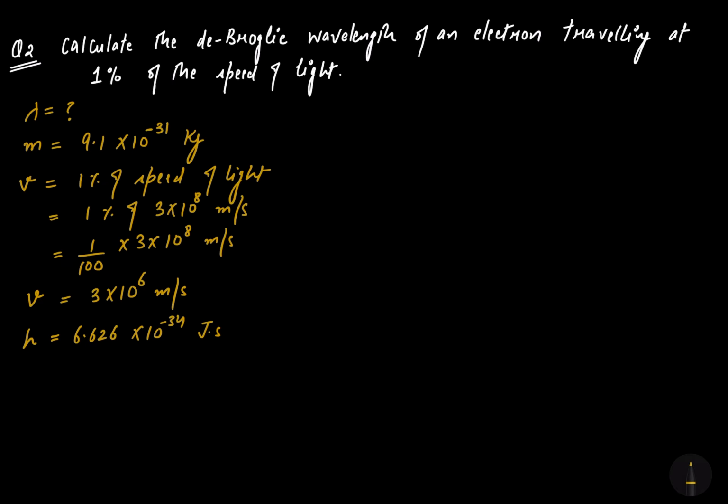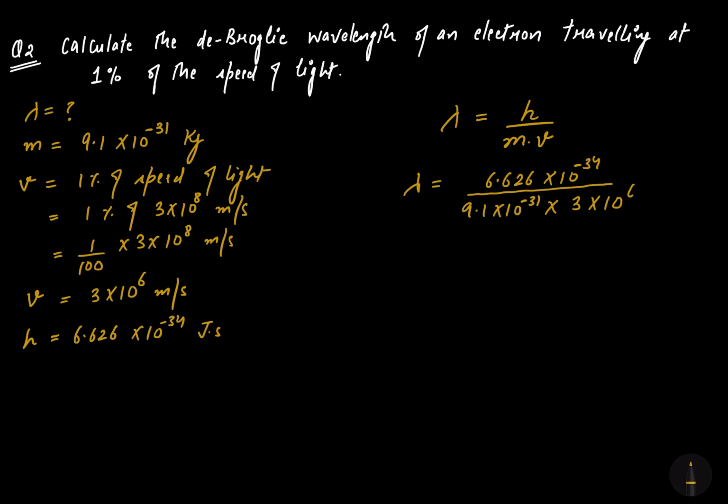Now the formula which I am going to use over here is lambda is equal to h upon m into v. So wavelength comes out to be, what's the value of h? It's 6.626 into 10 raised to power minus 34 divided by 9.1 into 10 raised to power minus 31 into the velocity is 3 into 10 raised to power 6.